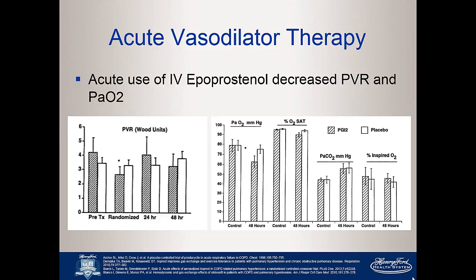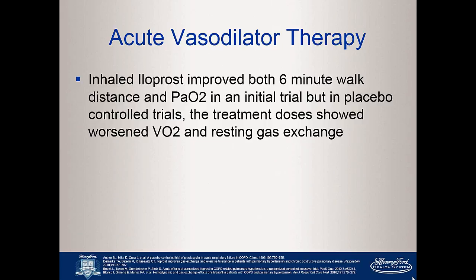IV epoprostenol for severe PH in COPD has been used. As predicted, it decreased pulmonary vascular resistance, and as predicted, it decreased PaO2 levels. Inhaled iloprost has been tried and seemed to improve both 6-minute walk distance and PaO2 in an initial trial using a very low dose of the drug.